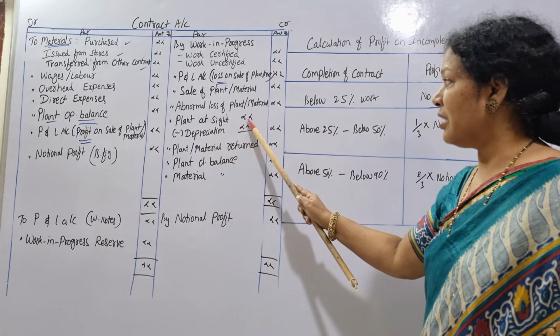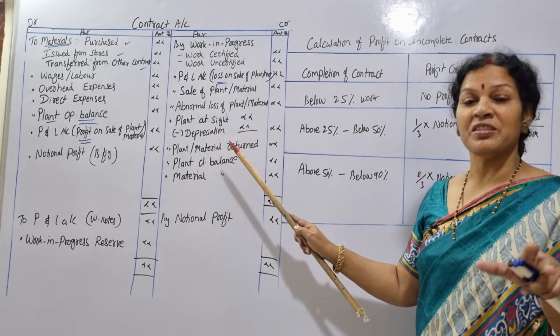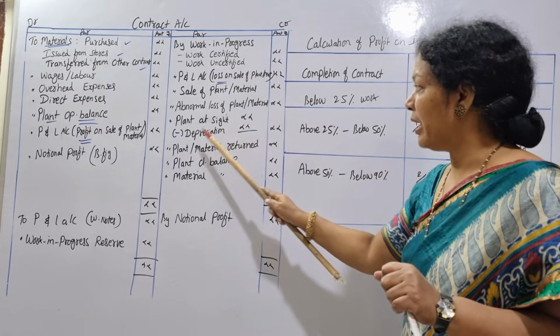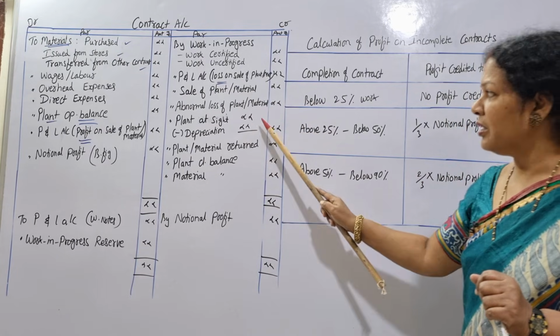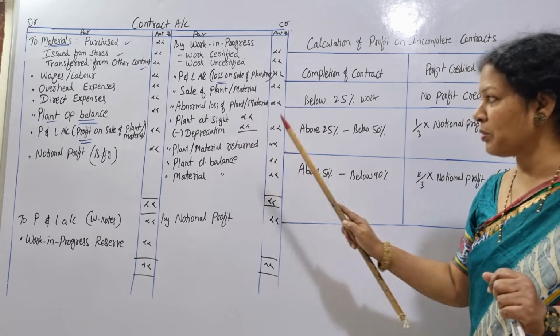Next, plant at site. Plant at site is at the end of the period. What is the plant cost? So that minus, if at all depreciation is given, that will be deducted. Instead of this, you can write directly this one also.